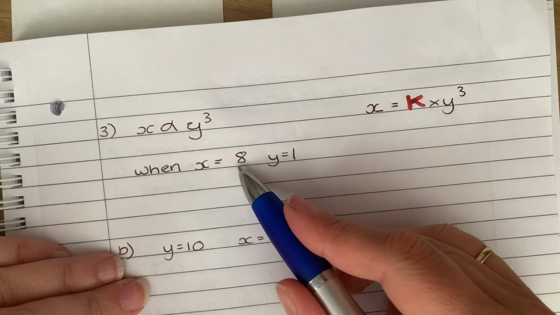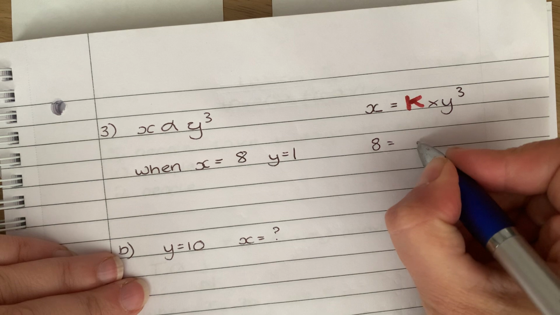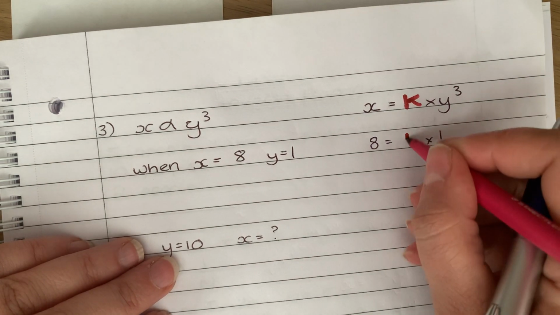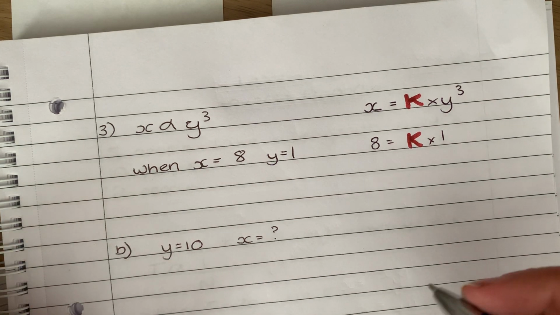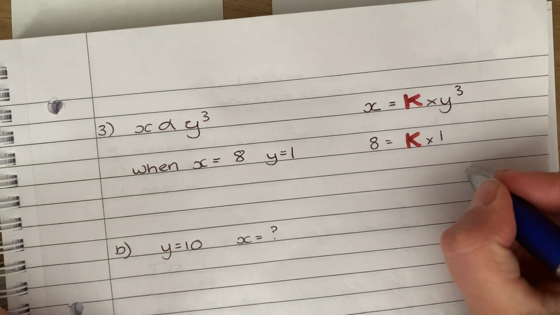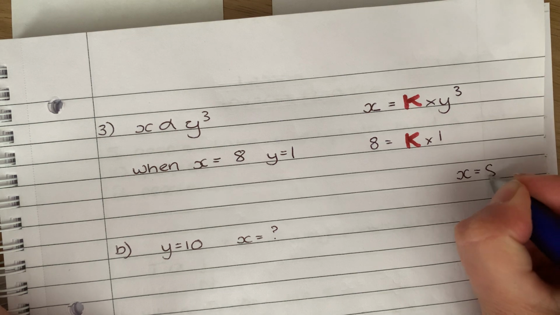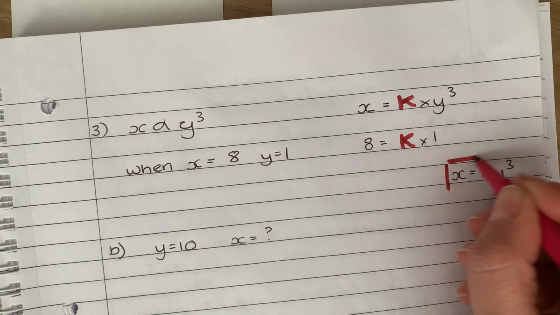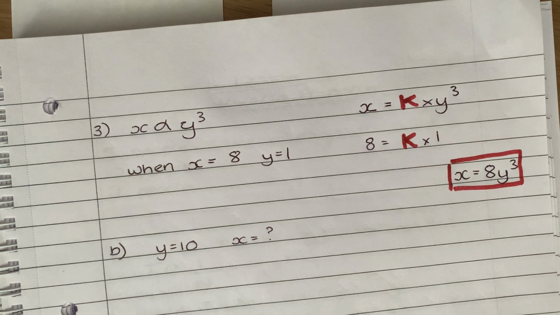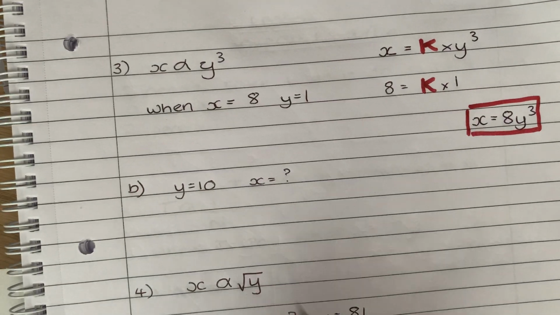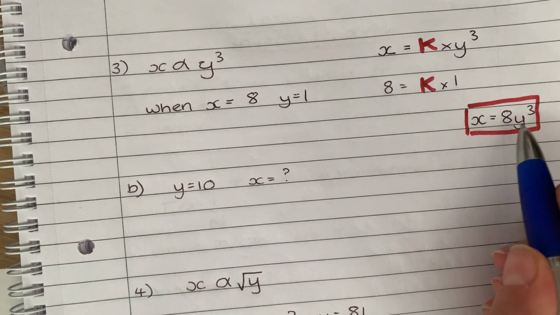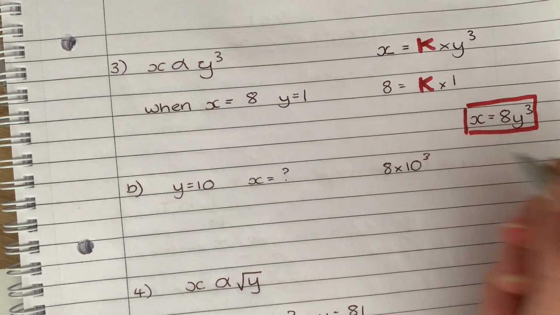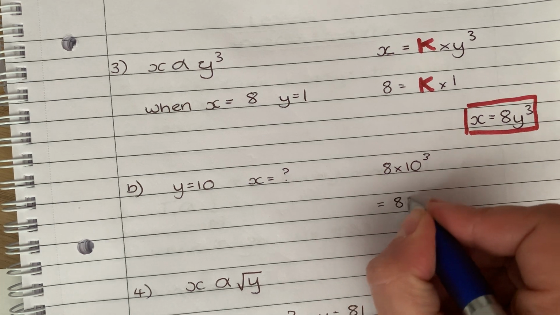Now I know here that 8 is equal to k times 1 cubed, and 1 cubed is 1. So I can see then for that to work, the value of k is going to be 8. So I've got my equation then, x equals 8y cubed. Now I've got a question: if y is 10, what is x? 8 times 10 cubed, and 10 cubed is 1,000, so that's going to be 8,000.